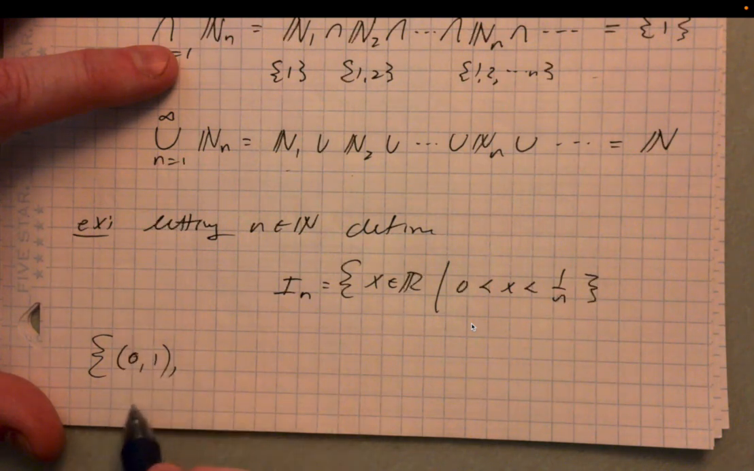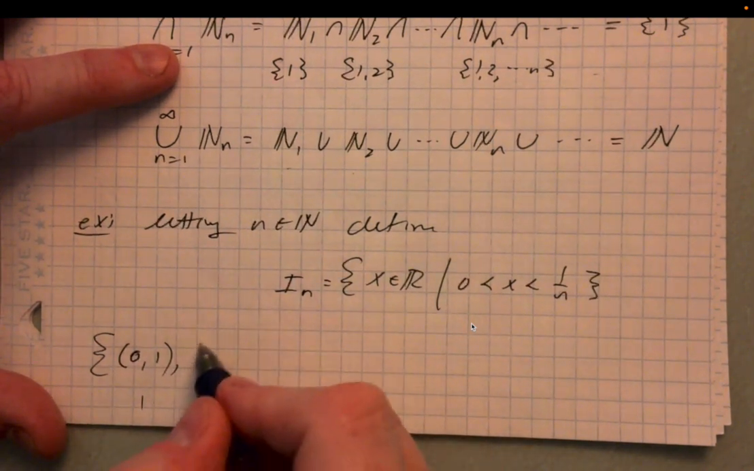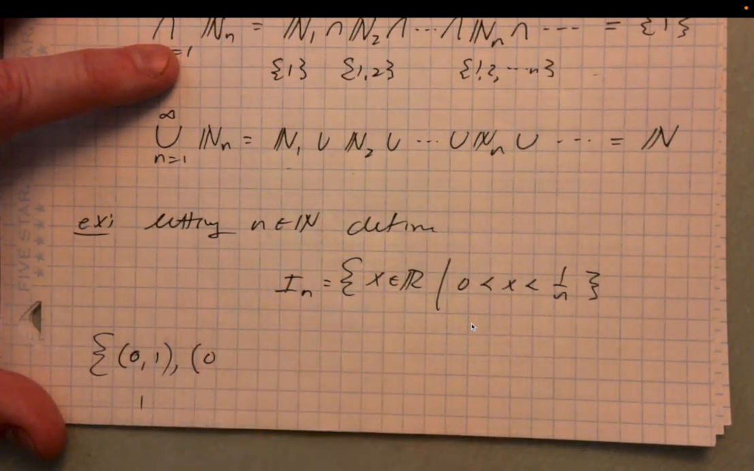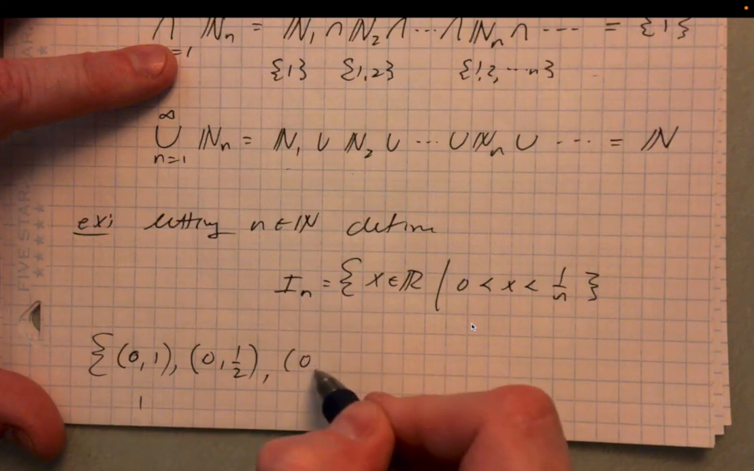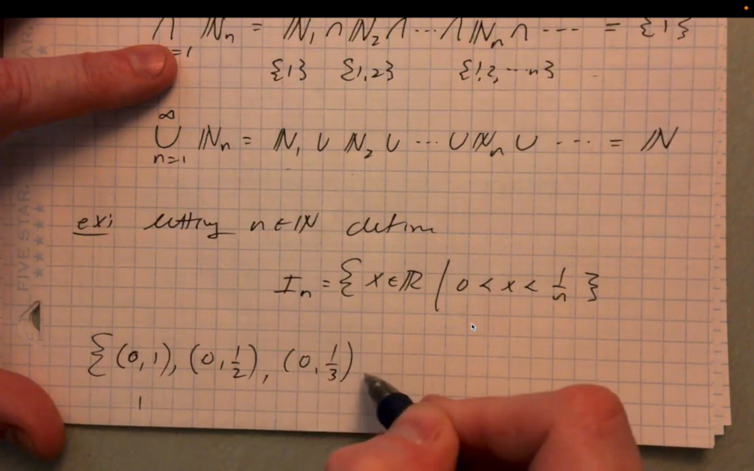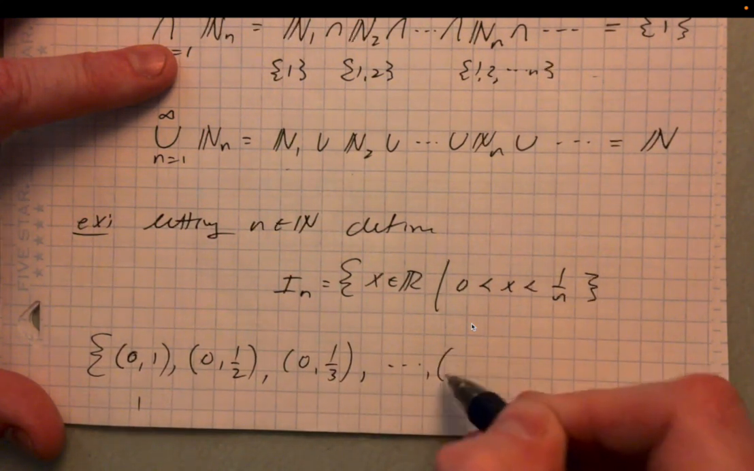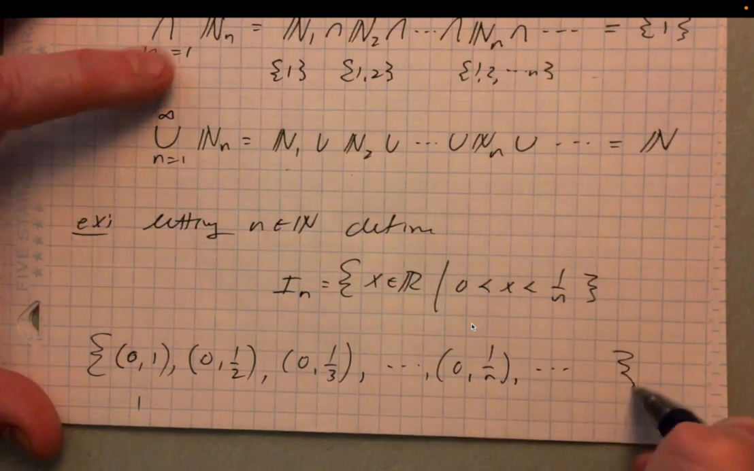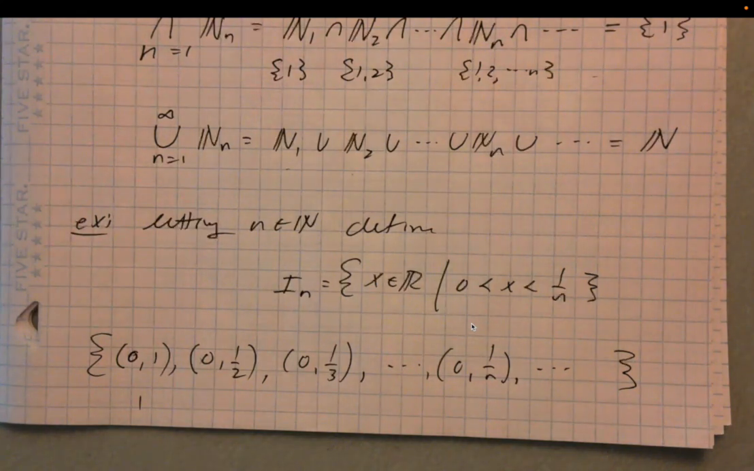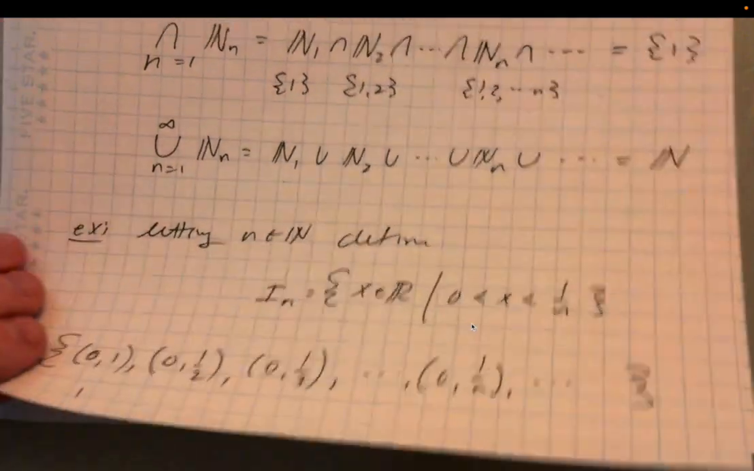And this would be set 1. All right, what's the second set look like? It's all of the real numbers between 0 and 1 over 2. And then it's 0 to 1 over 3, and so on. You've got 0 to 1 over n. This continues on, doesn't it? Okay, so what's in the intersection and what's in the union here? Okay, let me flip my page here. So let's start with the intersection.